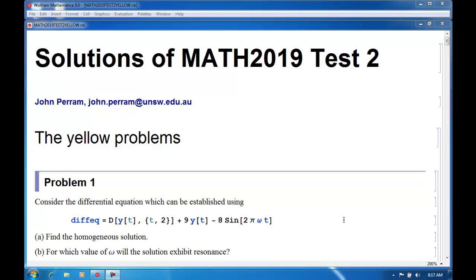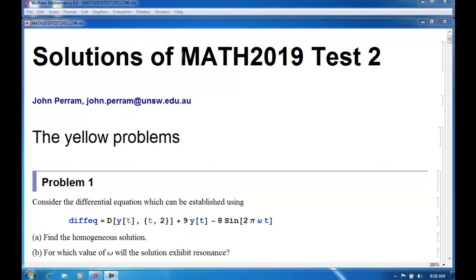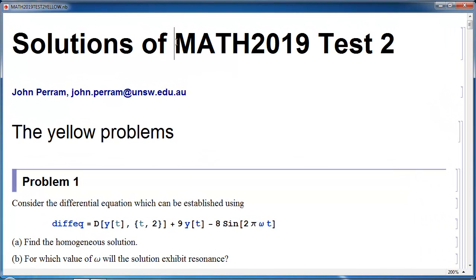Well, hello. This is John Perham here, and I'm going to work out the solutions of the problems in the second test for MATH2019, and there were two sets of problems, which I'll call the yellow problems and the blue problems. So we'll start with the yellow problems.